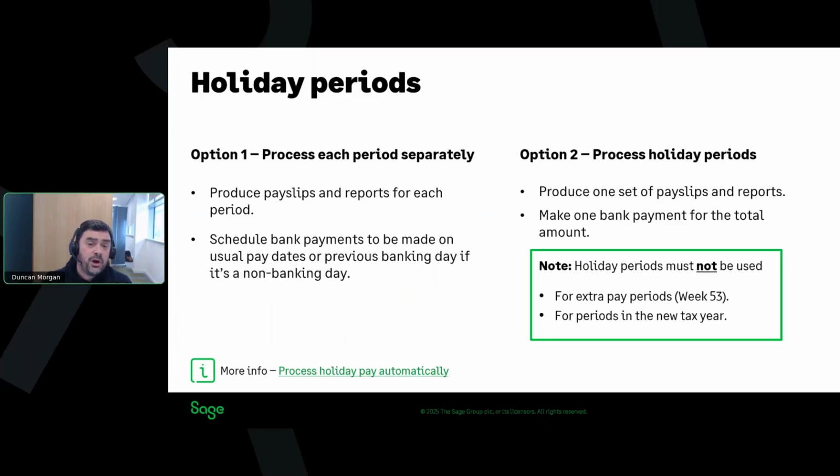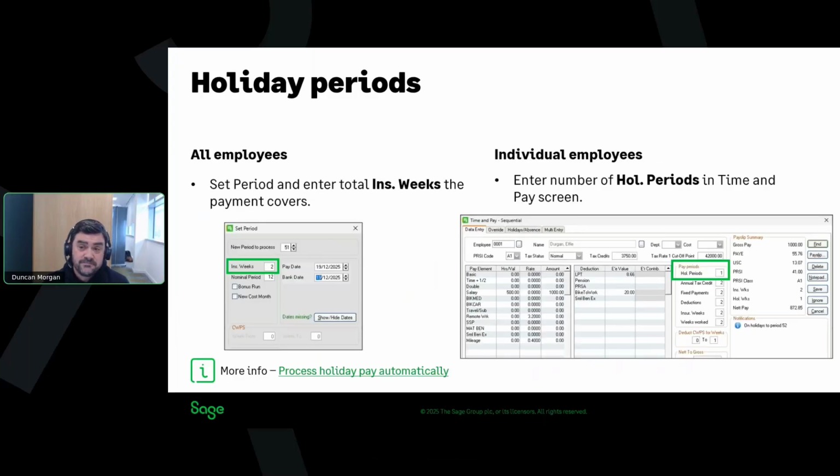Now, again, we have linked to our guide with more steps, information on how to do this. But just to give you an overview, if you want to apply a holiday period, you can do it in one of two ways. If you need it to apply to all of your employees, when you set the period for the earlier pay date, simply increase the number of insurance weeks to the number of weeks that that payment will cover. So in the example on screen, we're setting period 51, but we've changed the insurance weeks from 1 to 2.